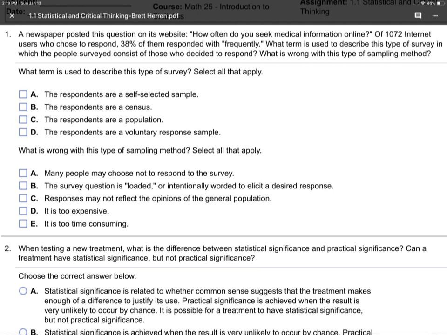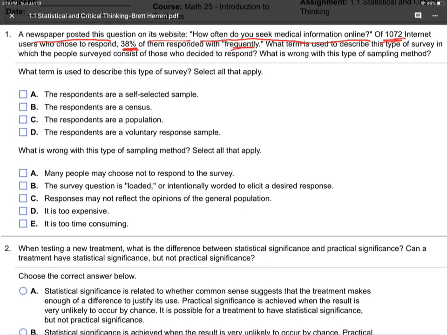Here's question number 1. A newspaper posted this question on its website. Can you read that? If I make it bigger, it's going to go off the screen. So that's why I want to send it to you so you can just look at it on your phone. The newspaper posted this question on its website: How often do you seek medical information online? Of 1,072 internet users who responded, 38% of them said frequently.